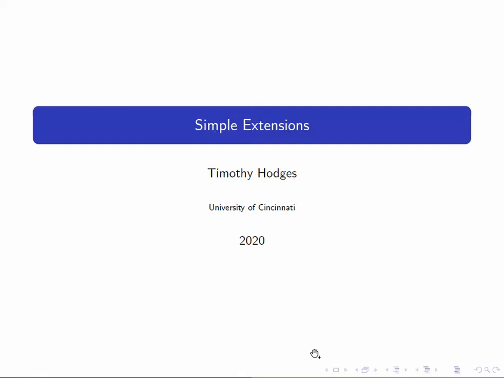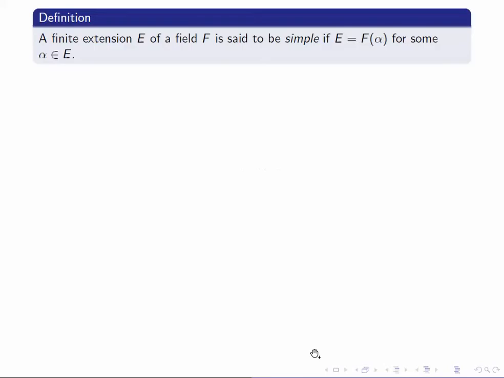We now look at the question of when a finite extension is simple. In particular, we will prove that any finite separable extension is simple. So in particular, any finite extension of the rational numbers is a simple extension. So let's begin by recalling that an extension E containing F is said to be simple if E is generated over F by a single element alpha in E.